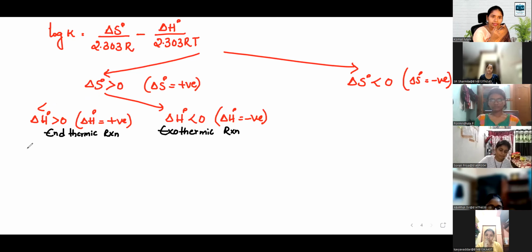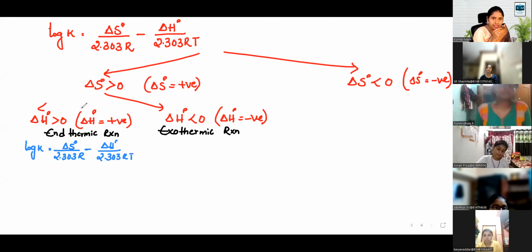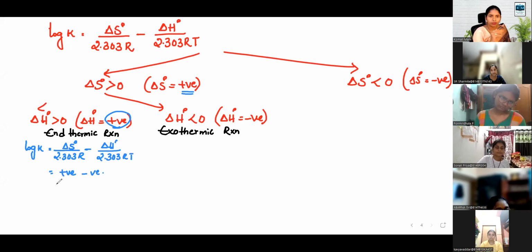Okay, see here. Log K is equal to delta S naught by 2.303 R minus delta H naught by 2.303 RT. What I want to tell, listen carefully. Delta S is positive, which means this whole value will be positive. Delta H is also positive, so positive into negative gives negative. So this value is negative only, and this value is positive only. No problem.